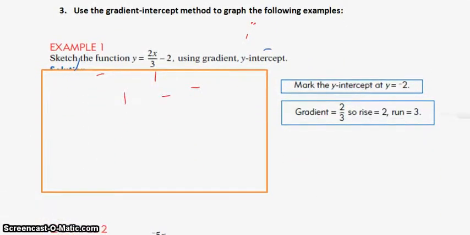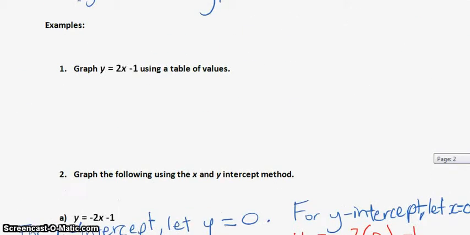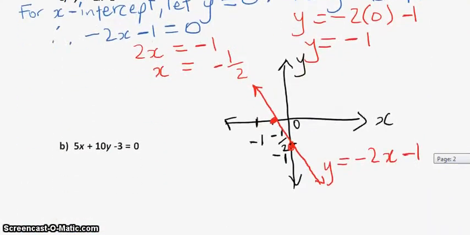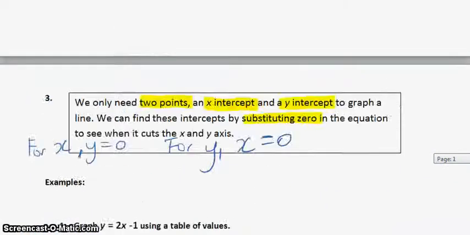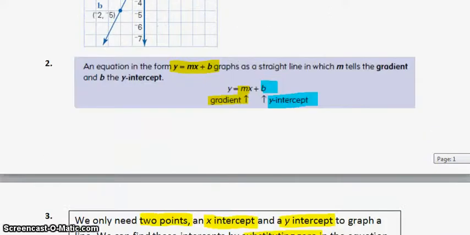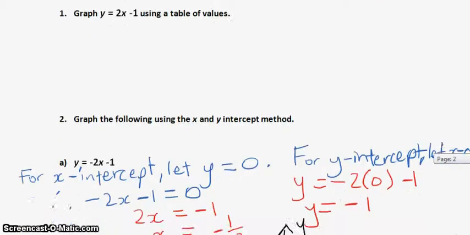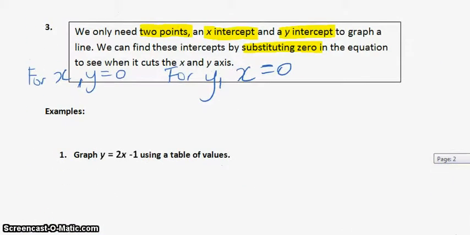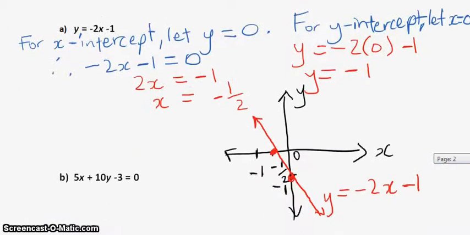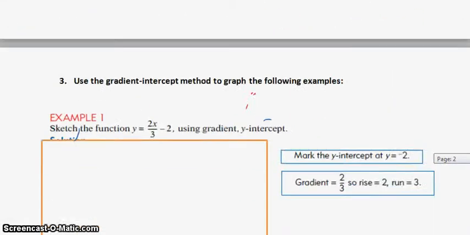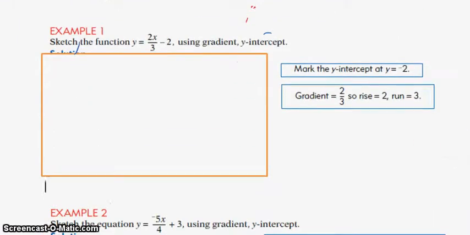Question 3 then says sketch this function using the gradient intercept method. Okay, so we've looked at two methods so far: table of values, which you're going to do on your own, but there's an example up here to show you if you've forgotten how to do it. Next is the x and y intercept method, which I've shown you in this example. And then the next thing is the gradient intercept method.